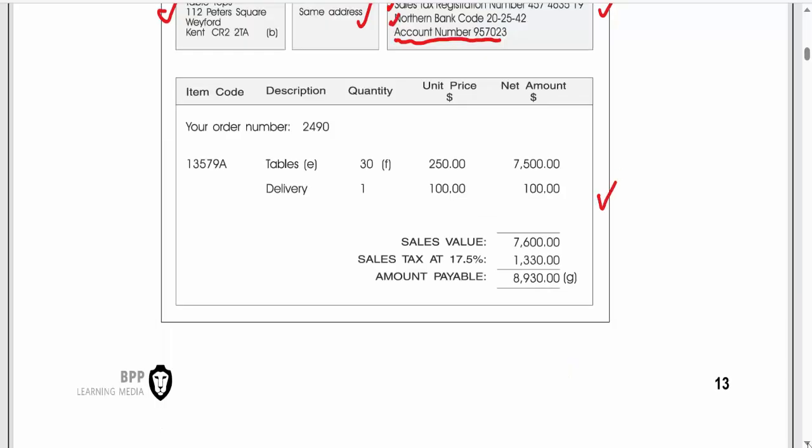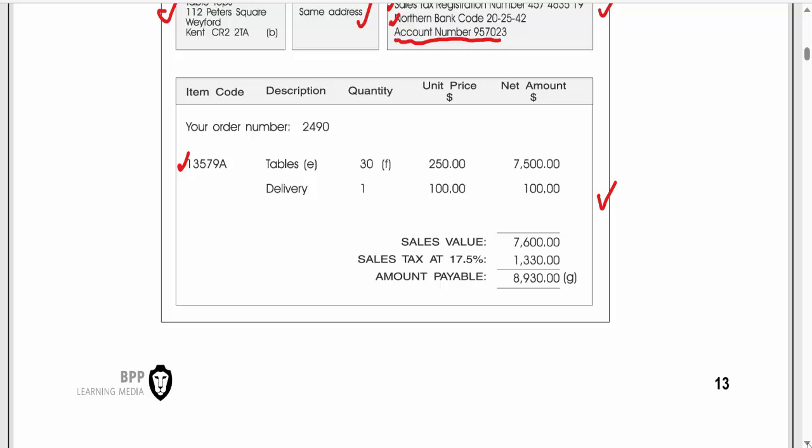4. Main body of the invoice. Order reference number. Your order number, 2490, helps Tabletops match this invoice with their original order, making it easier to track what they ordered. Item code. Each item has a unique code for identification. Here, 13579A refers to the tables that Tabletops ordered. This code allows the seller and buyer to refer to specific products more accurately.